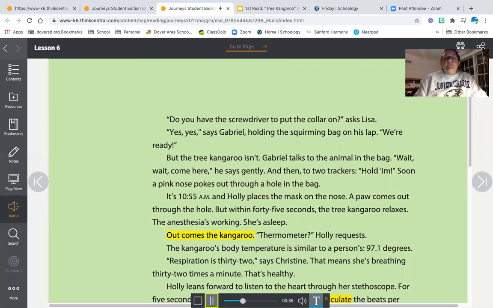So out comes the kangaroo. So they just let the little nose come out of the hole and they put that cup over it. And 45 seconds they go to sleep because of the anesthesia we were talking about earlier.